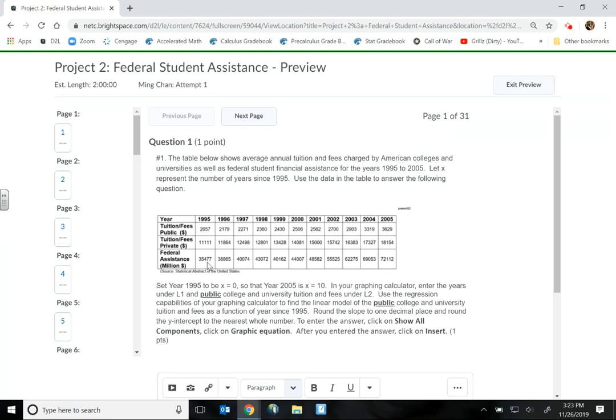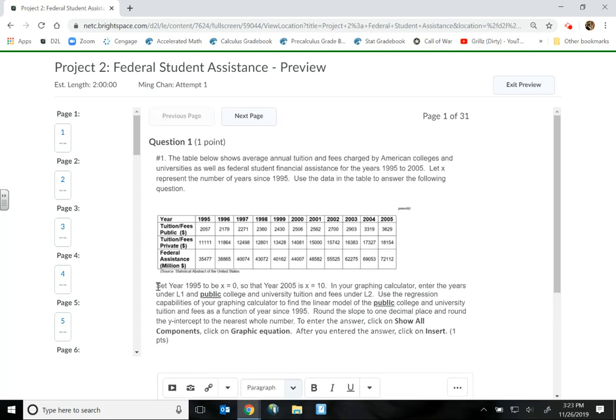So every question asking you to write down the numerical value for federal assistance, make sure you put the million behind your answer. You don't have to write all the zeros. Just put the word millions.